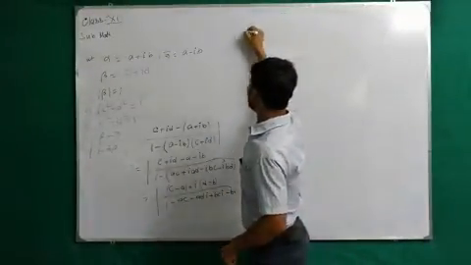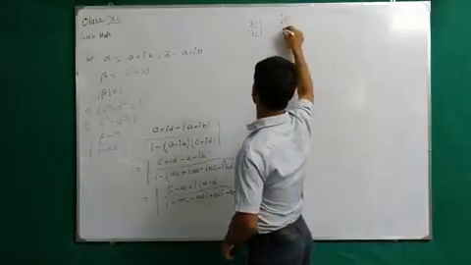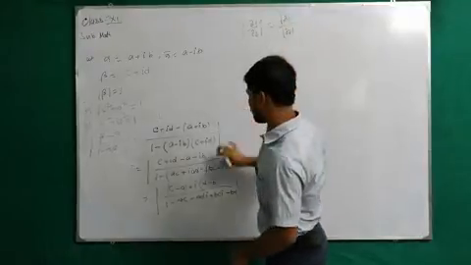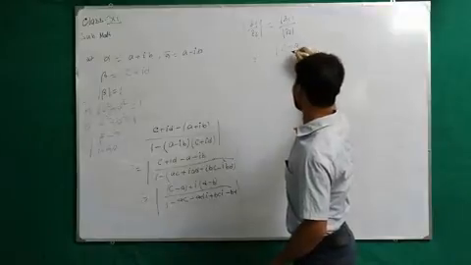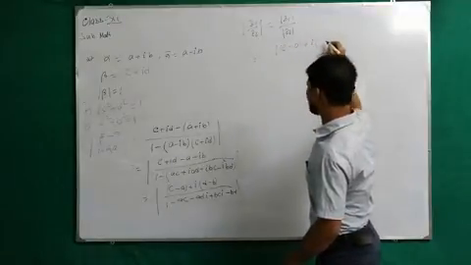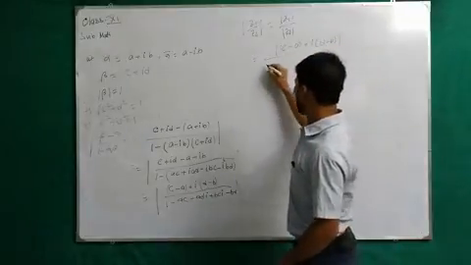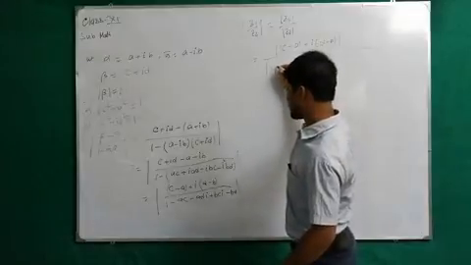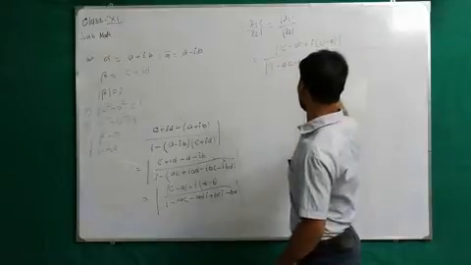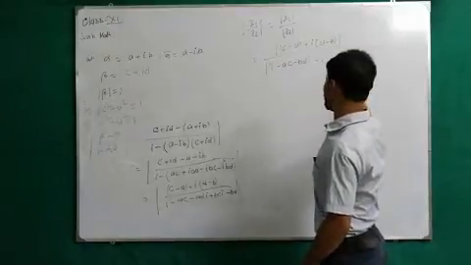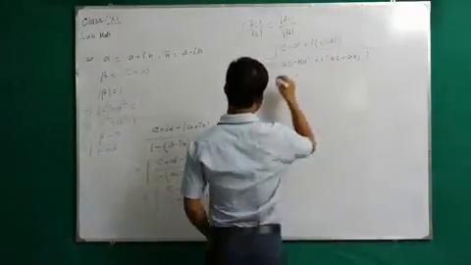Okay, now look, we know the formula that mod of Z1 by Z2 is equal to mod of Z1 by mod of Z2. If we apply this formula here, we can write that as mod of (C minus A plus i into (D minus B)) by modulus of (1 minus AC minus BD plus i into (BC minus AD)). Okay, now calculate this modulus.